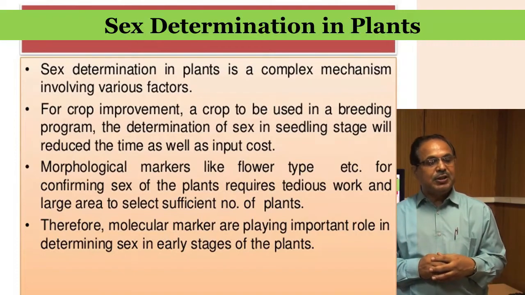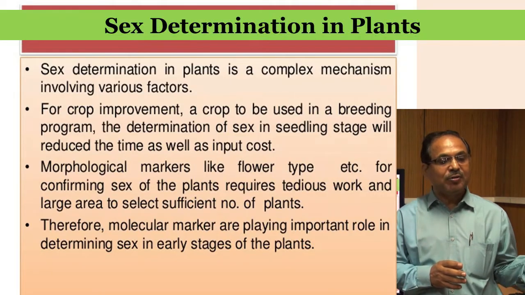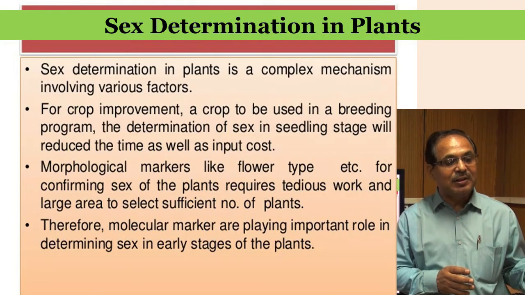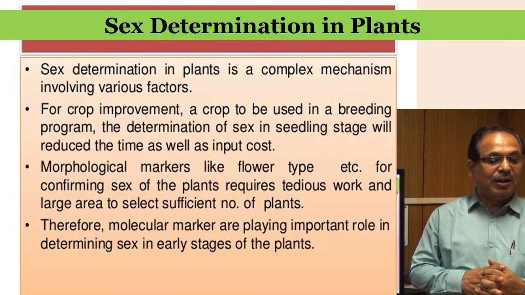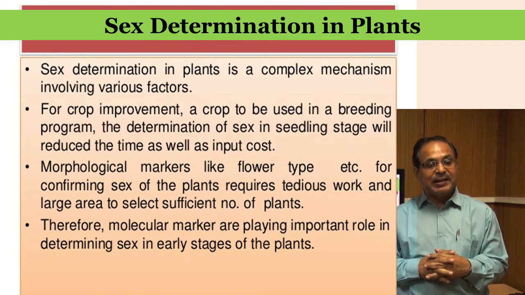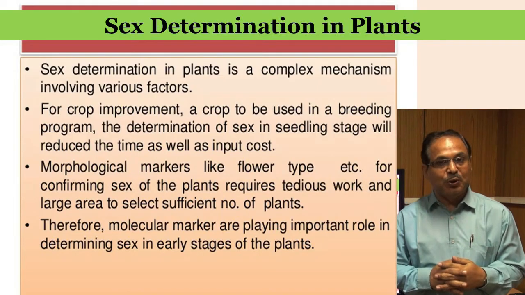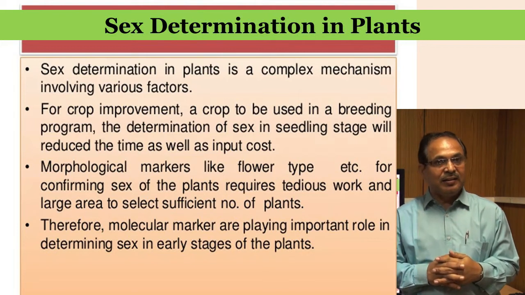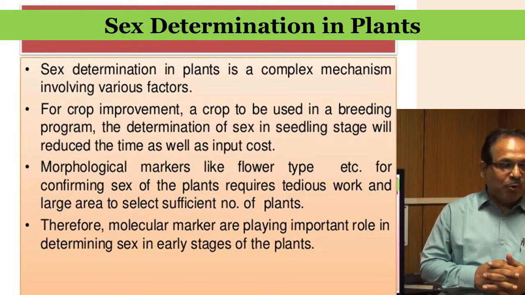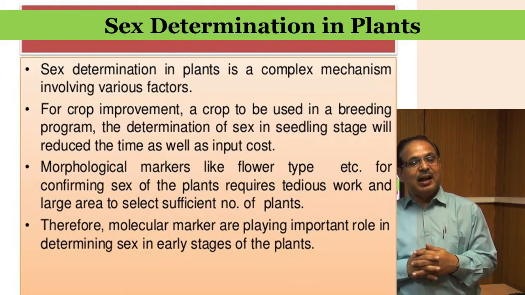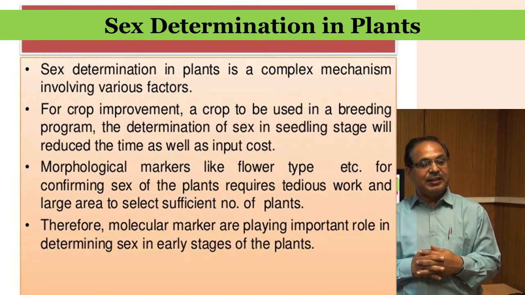Now, next is sex determination in plants. This was all about sex determination in animals. Now we can discuss sex determination in plants, which is a very complex mechanism that involves various factors. In plants, the sexes are either in the same flower or in different flowers. So accordingly, there are monoecious plants, dioecious plants and hermaphrodite flowers as well. So in this case, sex determination is very difficult.